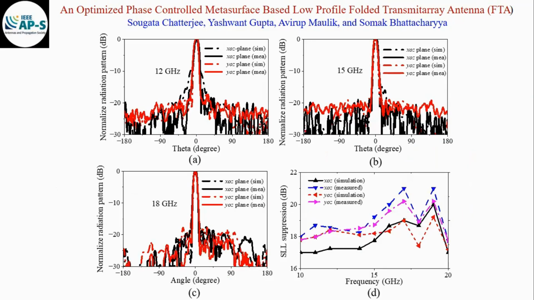Here A, B, C is the radiation pattern at 12, 15, and 18 gigahertz. And D is showing the side lobe levels of XOZ and YOZ plane. And it is seen that the side lobe level is more than 18 dB throughout our operational band.